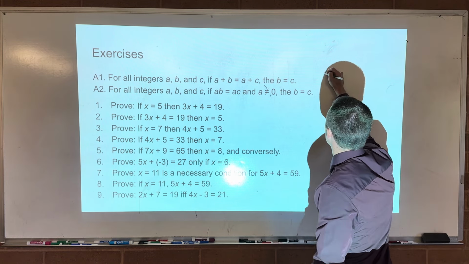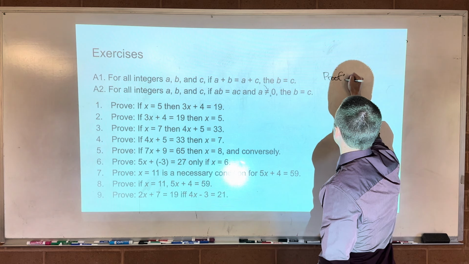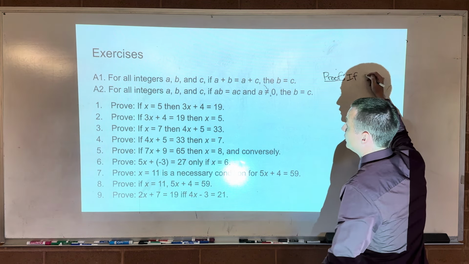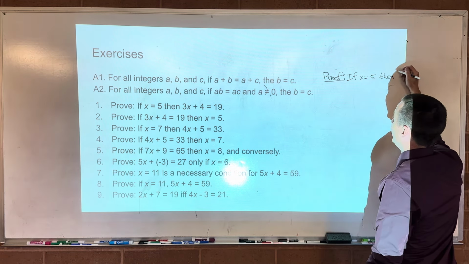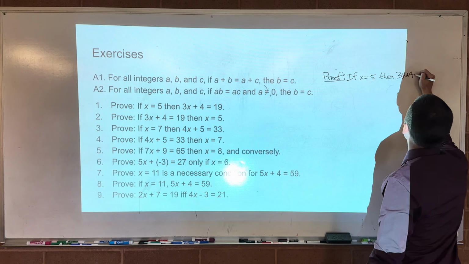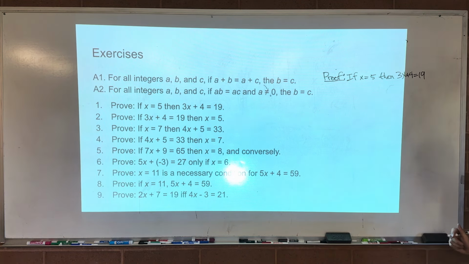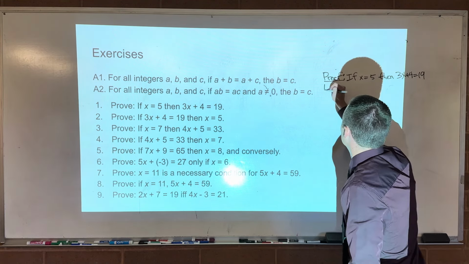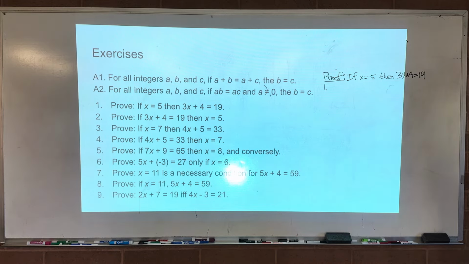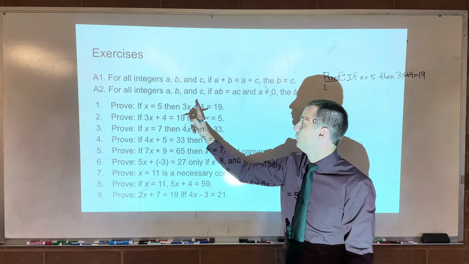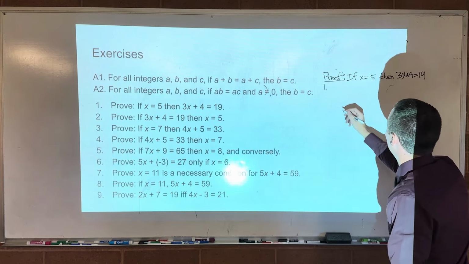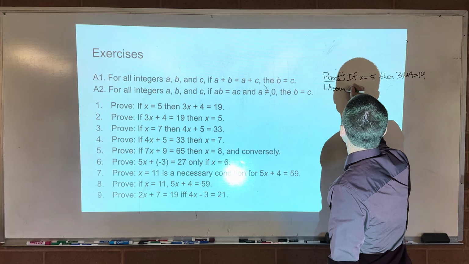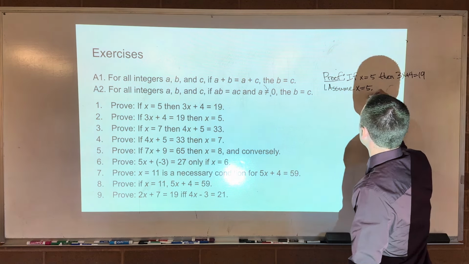Okay, so I'm going to formally write out a proof now. First formal proof. Proof: if x equals 5, then 3x plus 4 equals 19. We are now going to prove that statement is true. Step 1: when you're proving an implication, you always assume the antecedent. I'm trying to show that if this is true, then this is true. So assume this is true and show that it implies this is true. So 1, assume x is equal to 5.